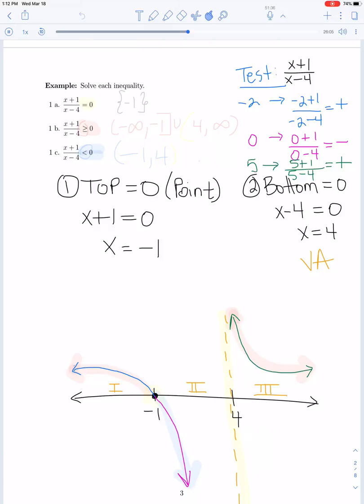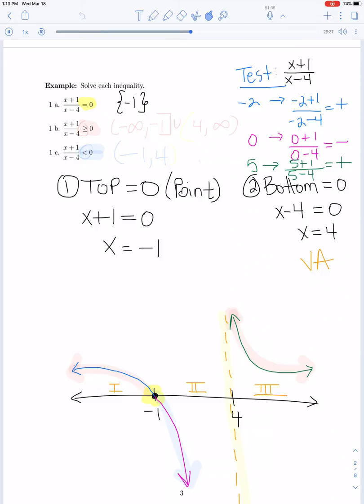Now, this allows me to actually answer all 3 questions, A, B, and C, all at once because I have my picture. In A, the question is, when do I actually equal 0? Well, I equal 0 when I cross the x-axis, which according to my picture is happening when x equals -1 only. So my answer to A is just -1.